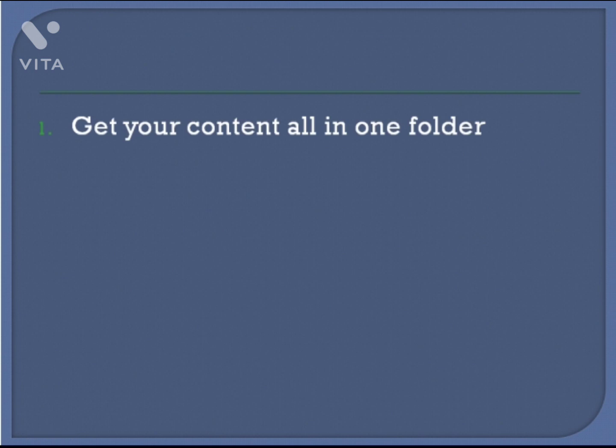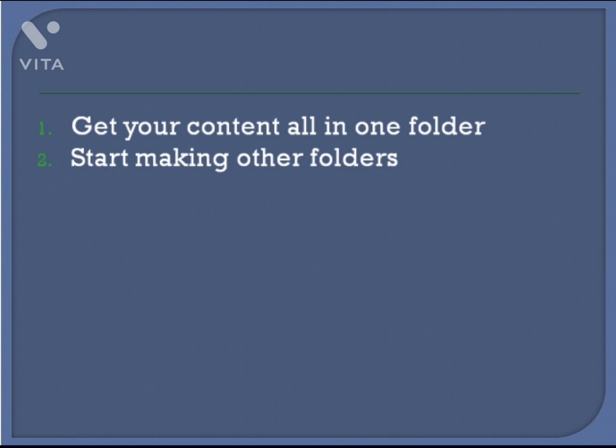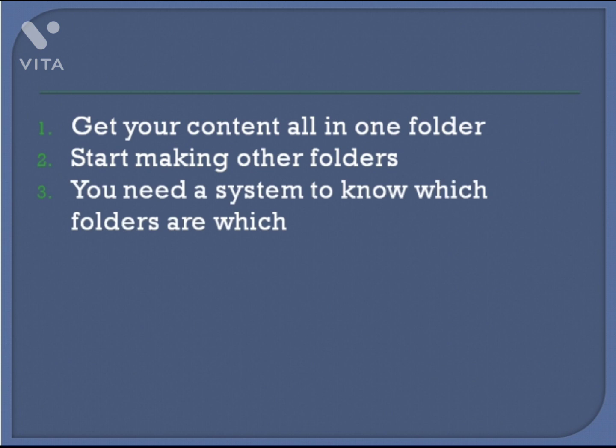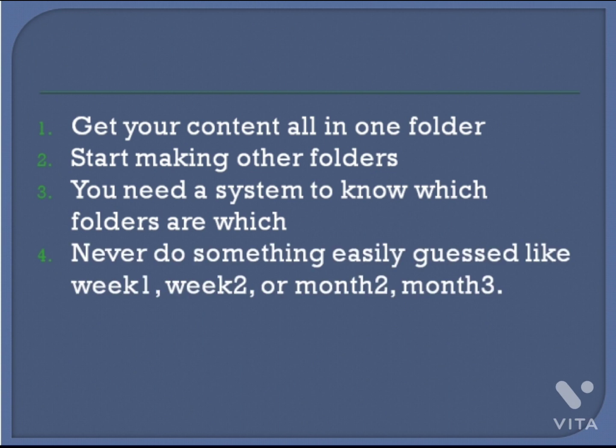First, you're going to get all your content and put it all in one folder. It doesn't have to be organized. And then you're going to start making other folders. You're going to need to have some sort of system to know which folders are which. So what I recommend is you figure out your delivery plan. Once you figure out your delivery plan, then you can do week 1, week 2, week 3, and so forth, or month 1, month 2, month 3, and so forth.